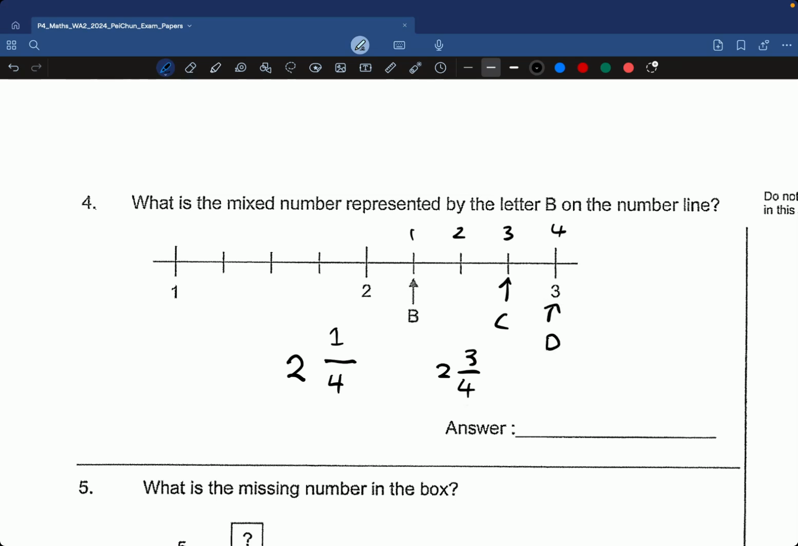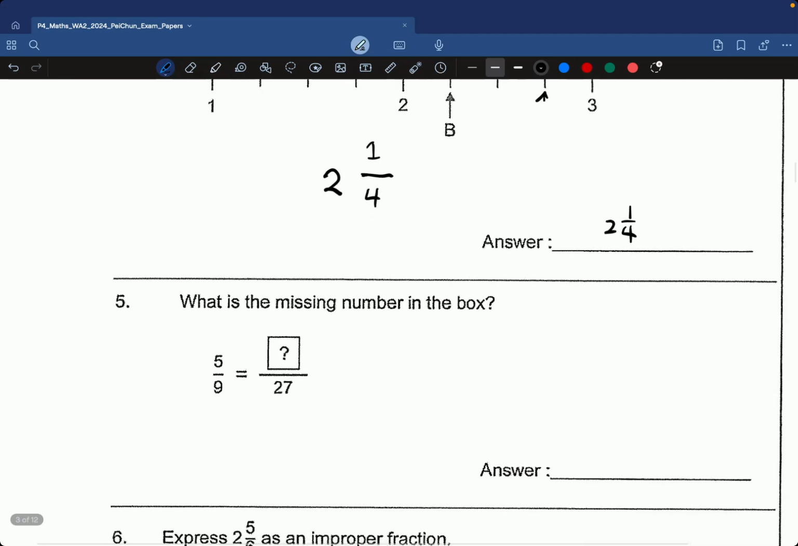And then what if you say D? I mean, you can either say 2, 4 over 4 or 3, right? 4 over 4 is basically 2 plus 1. 4 over 4 is just one whole number, right? It's equal to 3 itself. Okay. So that is how you get the answer, which is 2, 1 over 4.